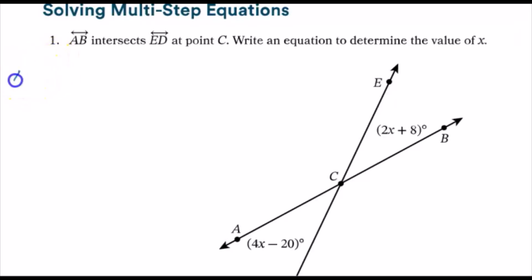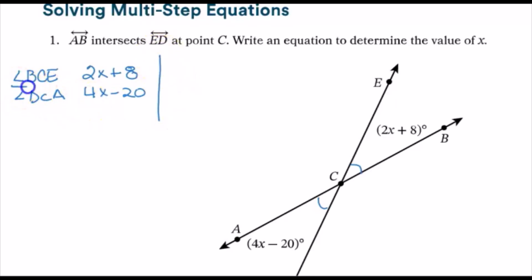The first thing you want to do is look at the diagram and recognize that vertical angles are congruent. Then we're going to want to define what we're talking about here. So BCE is 2x plus 8, and DCA is 4x minus 20. It's a little hard for me to record the whole screen. The diagram's kind of big. So if you would please just refer to the book on page 111.